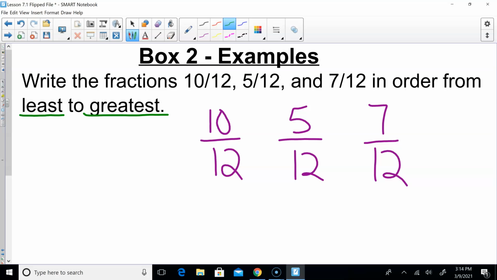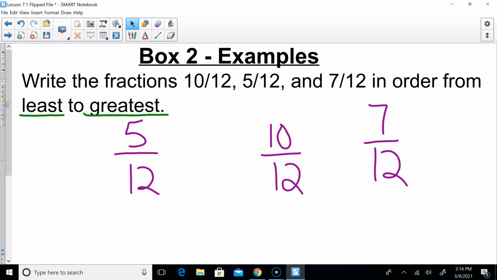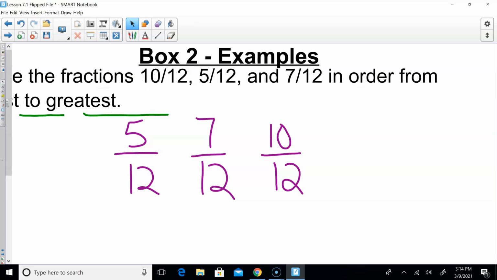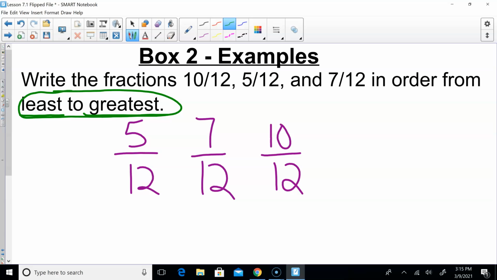So since all of my denominators are 12, the least would have the smallest numerator, which means I can move my 5/12 right here. Then I would have to move my 10/12 over and bring my 7/12 right there. And now I would have them written from least to greatest. So you can pause the video right now. You can write this example, but also focus on the fact that these are least to greatest. Important to read. How do you have to put them in order?